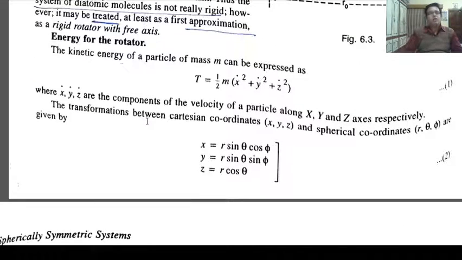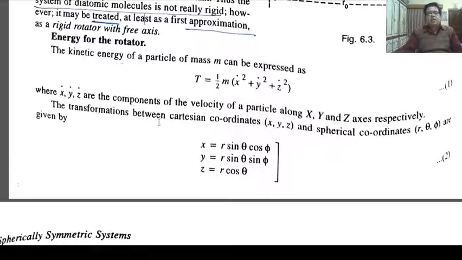Energy of the rotator. The kinetic energy of a particle of mass m can be expressed as T equal to half m (x dot square plus y dot square plus z dot square). x dot, y dot, z dot are components of the velocity of the particle along the x, y and z axes, that is, half m v square, and these are its components.